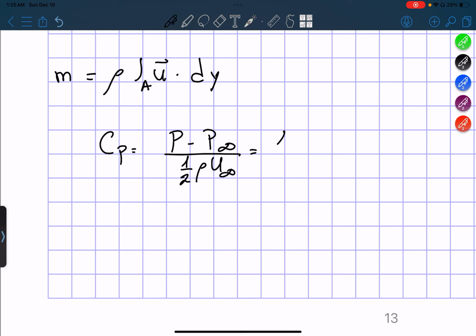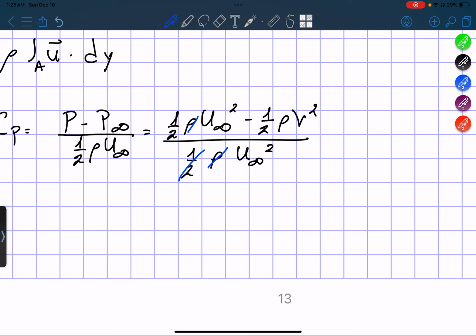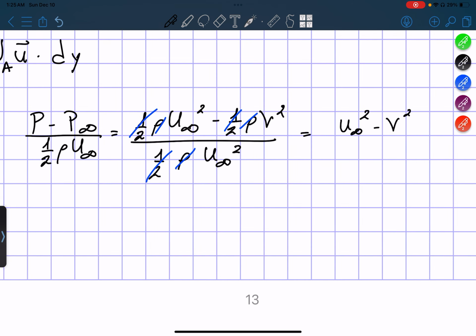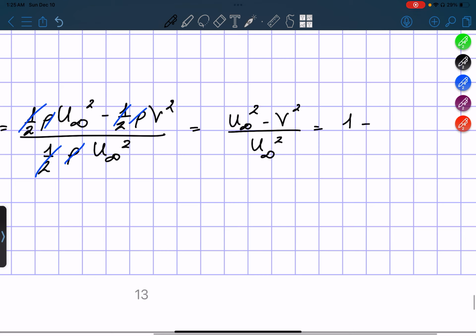Well, we have 1/2 rho u infinity squared minus 1/2 rho v squared divided by 1/2 rho u infinity squared. Now, as you can see, a lot of this stuff is the same, so I'm going to cancel out everything that is in common. And what do we get out? We get u infinity squared minus v squared divided by u infinity squared. That I can rewrite as 1 minus the ratio between the squares of our velocities.